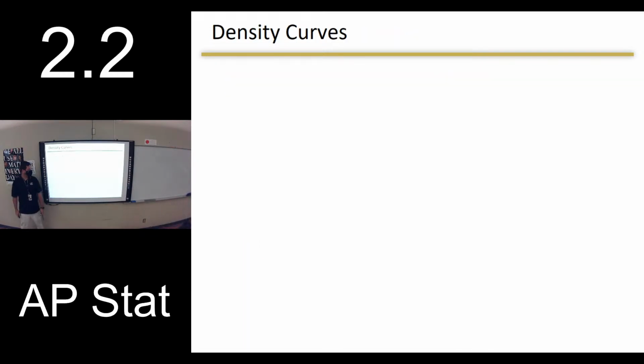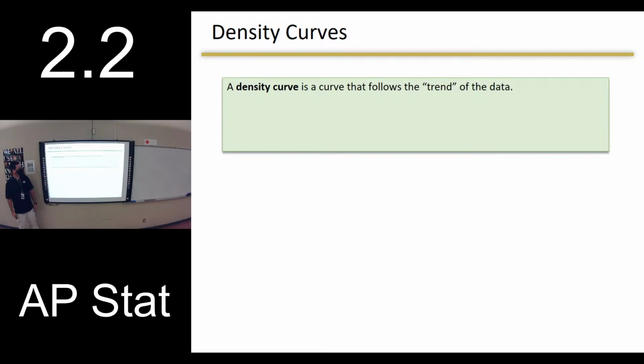All right, we're good? All right, density curve. A density curve is one that just basically follows the trend of the data. That's what it does. So you kind of see the bar graphs or the histogram, whatever it might be. If it's somewhat skewed to the right, then that density curve is just going to somewhat follow it. It won't fit perfectly, but it's going to come close. It follows the curve of the data.